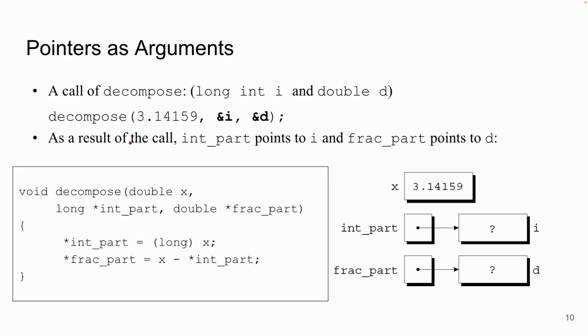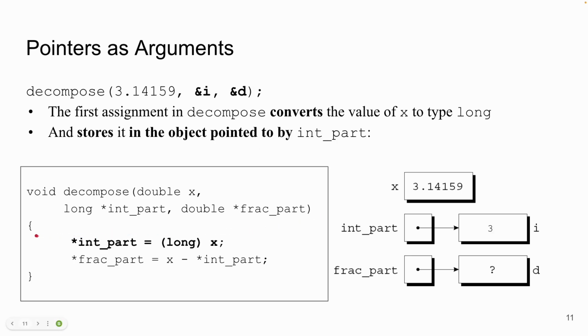So as a result of this code, we can have the figure here. We can make these parameters point: int_part points to i, because we assign the address of i to int_part. And then we can make the second pointer variable, frac_part, point to d, because we assign the address of d to this pointer variable, frac_part.